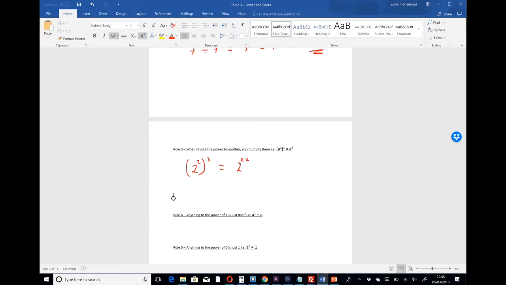So what I'm going to do is I want to rewrite that to say 2 to the power of 2 times 3, and I can rewrite that further by saying 2 times 3 is 6. To work that out, what I'm going to do is I'm going to multiply 2 to itself 6 times. So I'm going to do 2 times 2 times 2 times 2 times 2 times 2. So 2 times 2 times 2 is 8, and 2 times 2 times 2 is 8.